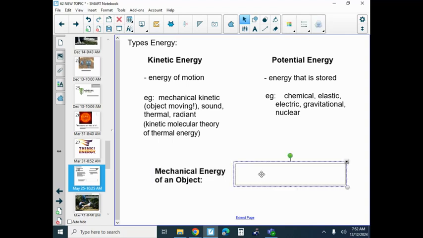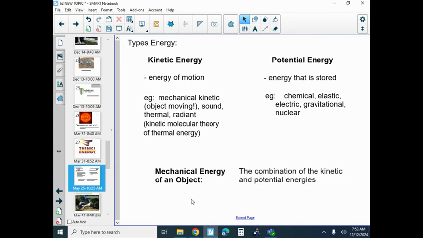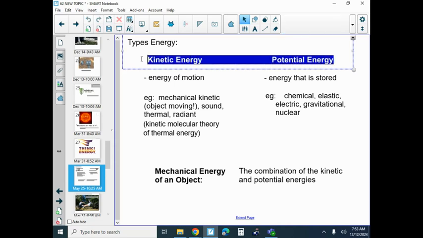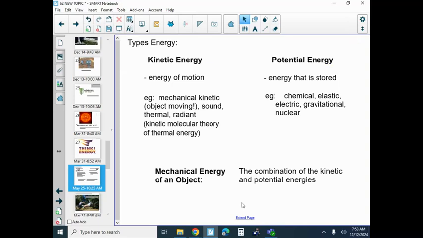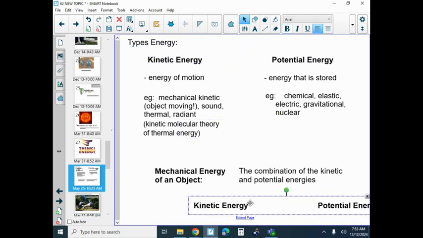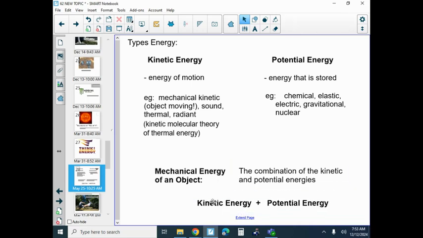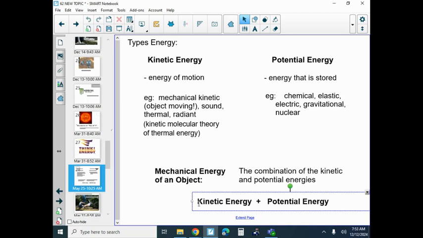So the mechanical energy of an object is those two things added up, okay? Kinetic plus potential. So I'll do this, and just put a plus sign between there. That is the total mechanical energy of a system combination. I guess I should put an equal sign here.